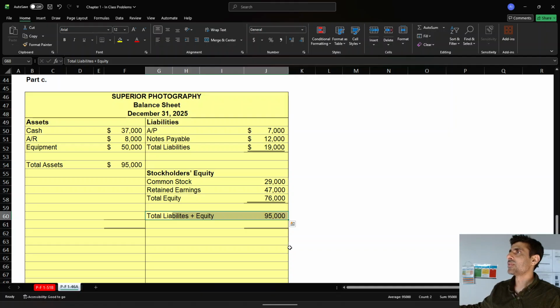Okay? So the key things to remember is you need to understand what types of accounts go where. The income statement is going to be revenues and expenses. The statement of retained earnings, you'll take the result of that and incorporate the dividends. And then all your assets, liabilities, and contributed capital go on the balance sheet, along with that retained earnings balance that you calculated.